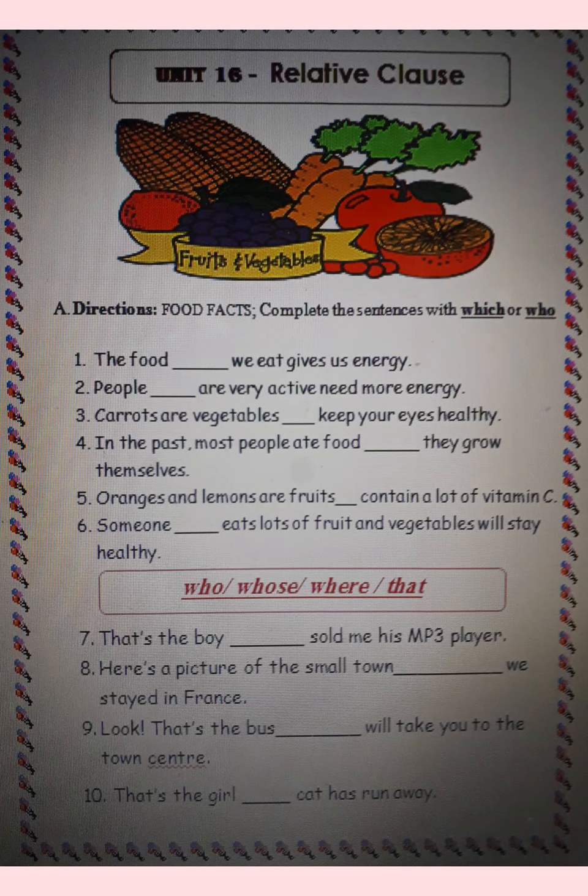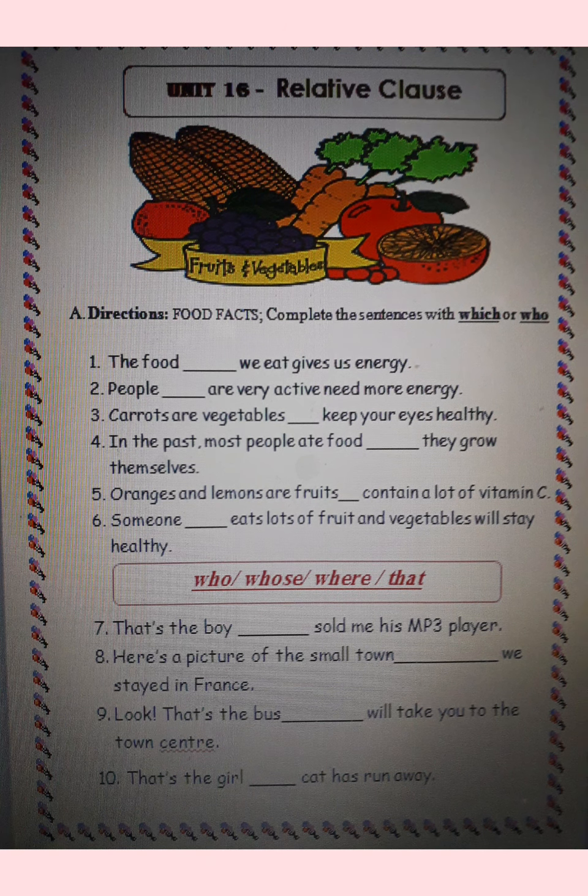Unit 16, relative clauses. We use who for people and which for things. We can also use that for people and things. We often use where to talk about a place. To show possession, we use whose. Let's get started. Number 1, the food which we eat give us energy.